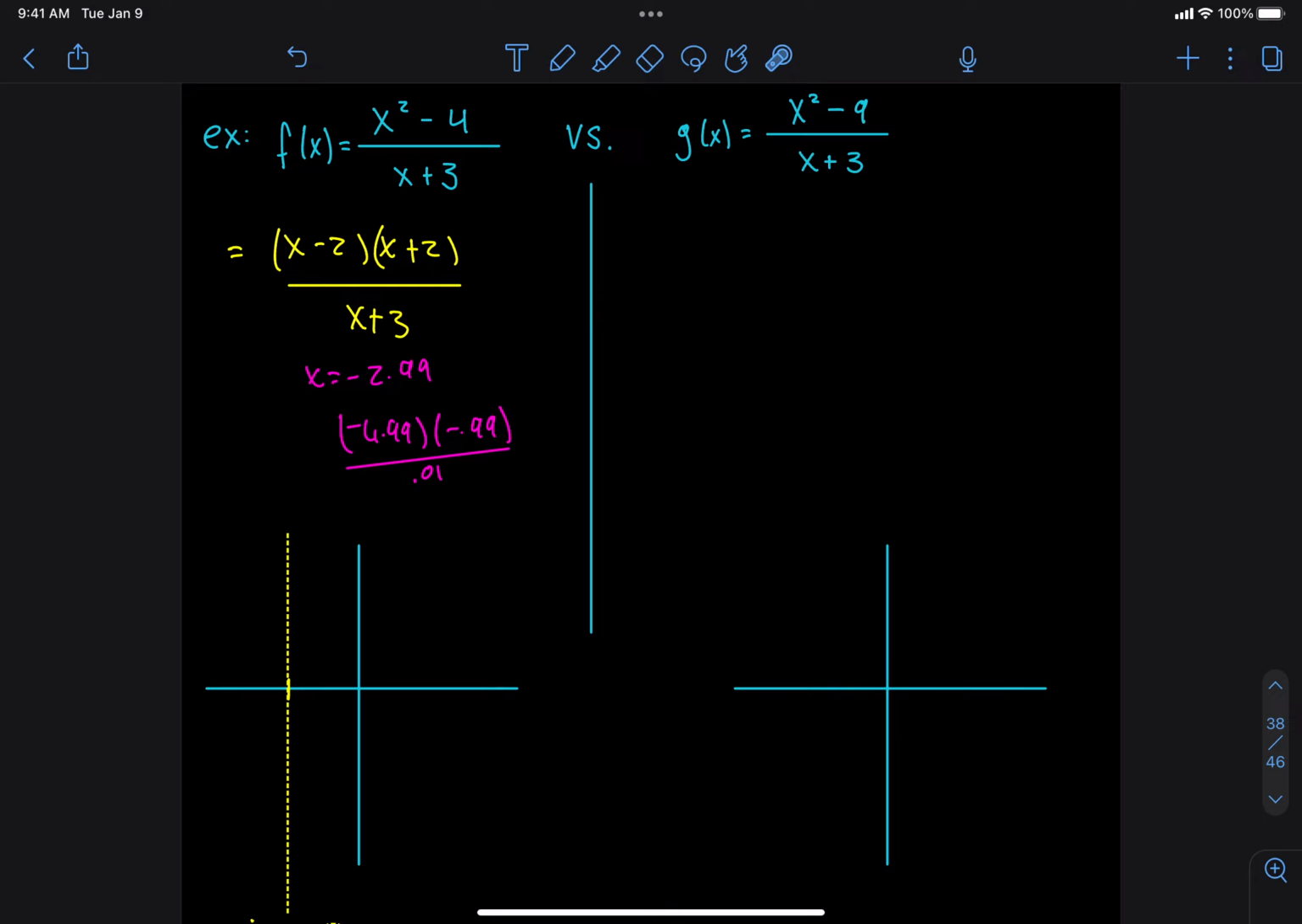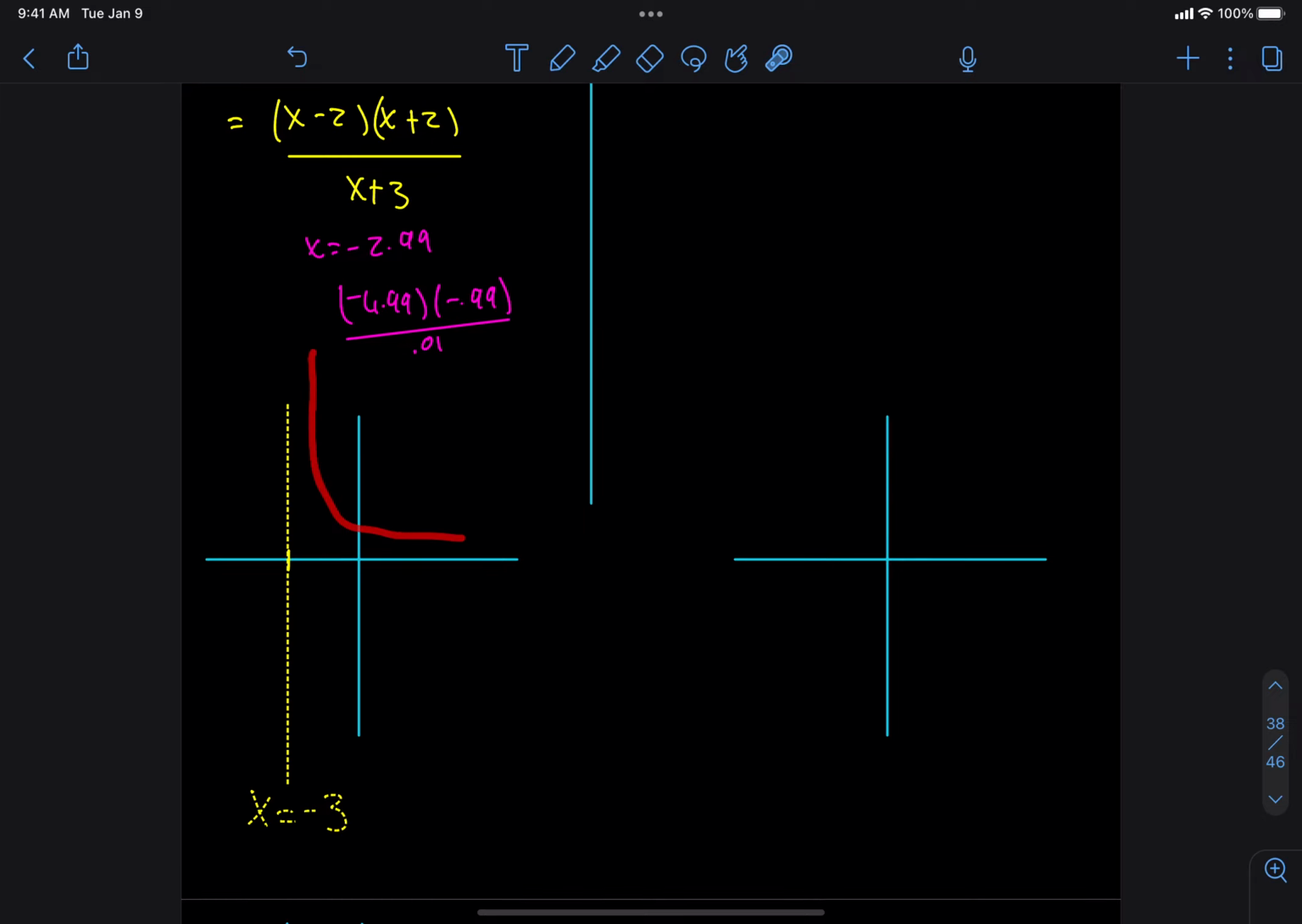So, should my graph look like this or like this? Option 1 or option 2? Someone give me the answer and also justify your answer. Okay, Griffin says 1. Can you tell me why 1 and not 2? Because it's a big positive number.